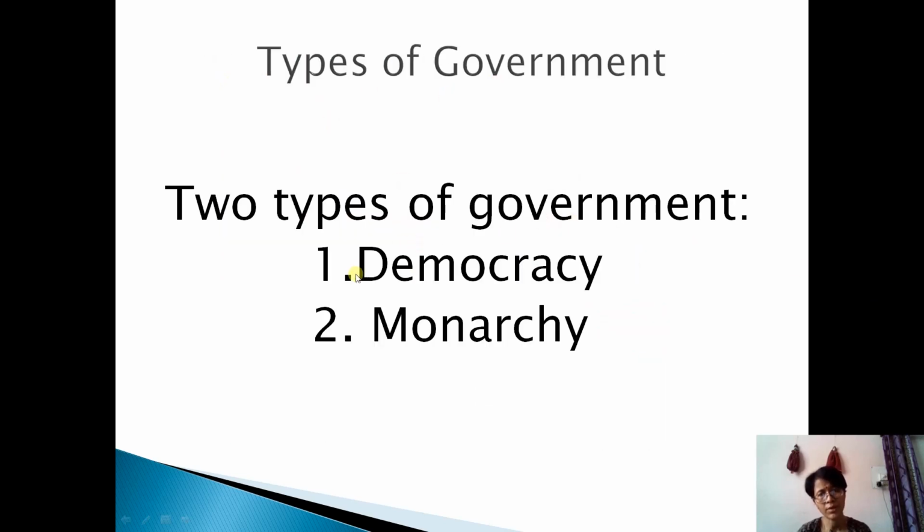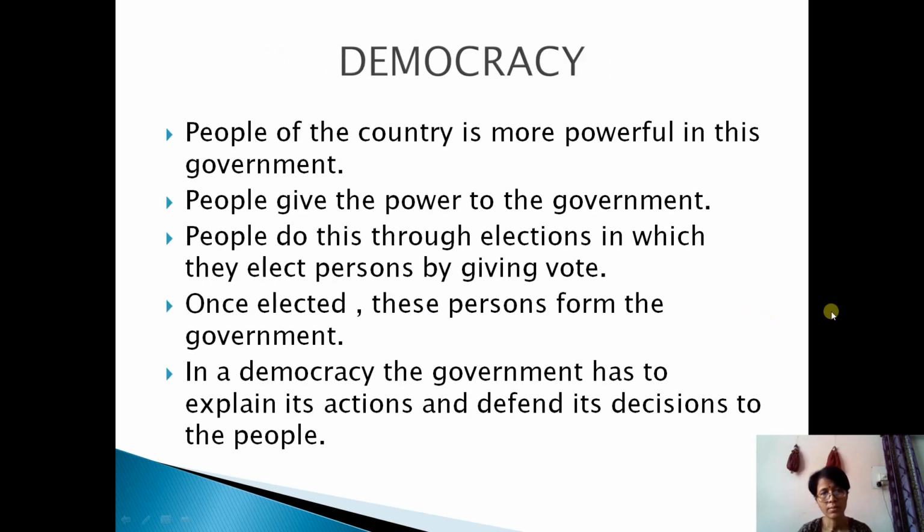Two types of government we have to discuss in your civics. One is democracy, one is monarchy. What is democracy? The people of the country are more powerful in this government. So the common people are more powerful. That means people give the power to the government. Who gives the power to the government? The people only. So here, the main thing you remember: in a democracy, people are more powerful. People have the power to run even the society. People do this through elections, the voting, in which they elect persons by giving their vote.